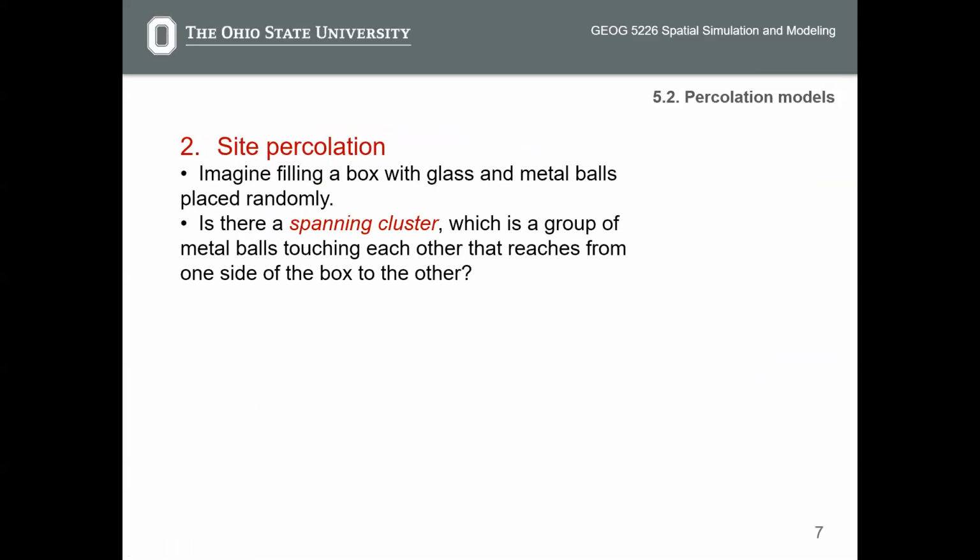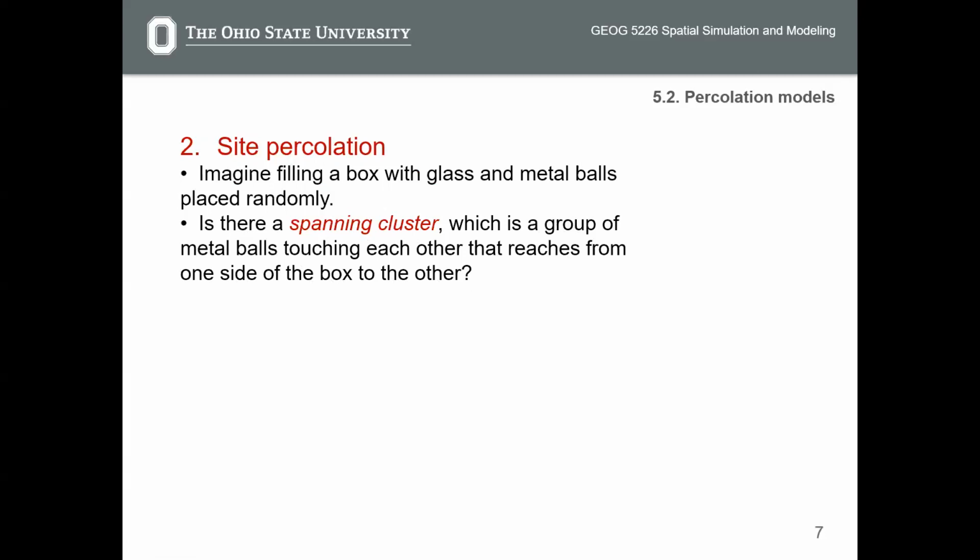And in this course, we care more about the second type of ordinary percolation, which is called site percolation. Okay, imagine filling a box with glass and metal balls placed randomly. Is there a spanning cluster, which is a group of metal balls touching each other that reaches from one side of the box to the other? So be careful here. A group of metal balls touching each other that reaches from one side to another, which means glass balls don't count. This spanning cluster from one side of the box to another should only be formed by metal balls.